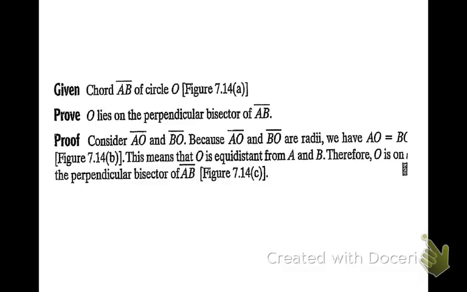Here's a proof of that. So chord AB on the circle O. O lies on the perpendicular bisector of AB is what we have to prove.